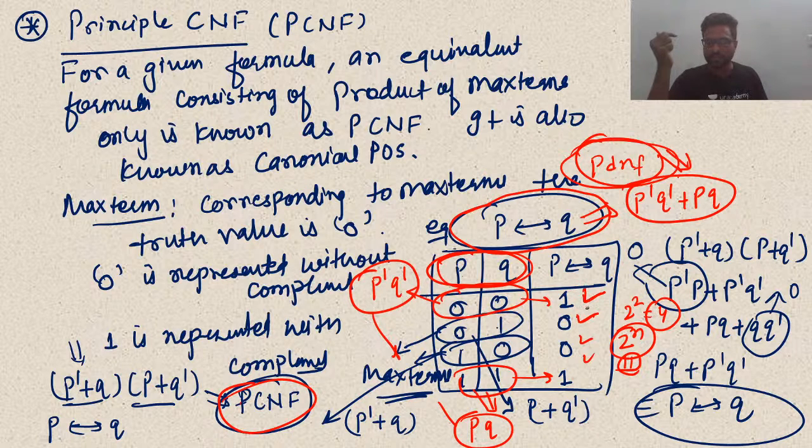Here 2 raised to power n entries are there. In these entries some will be min terms, some will be max terms. So the sum of min terms plus max terms will be equal to 2 raised to power n only. Yes or no? Is this one clear to everyone or not?